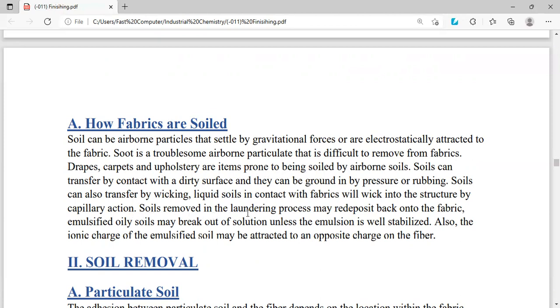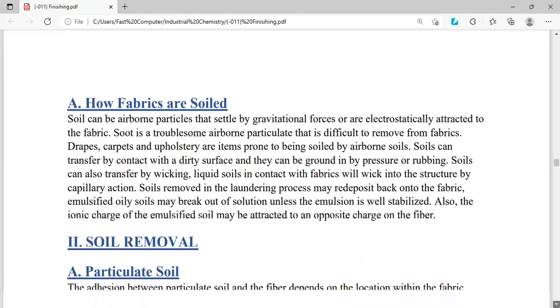Soils removed in the laundering process may redeposit back onto the fabric. Emulsified oily soils may break out of solution unless the emulsion is well stabilized. Also, the ionic charge of the emulsified soil may be attracted to an opposite charge on the fiber.